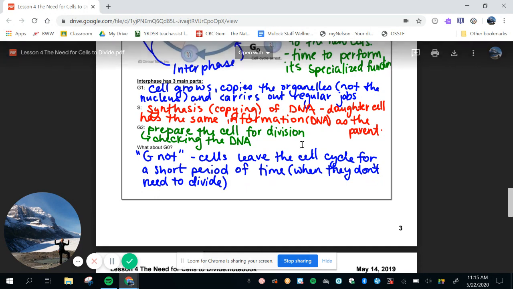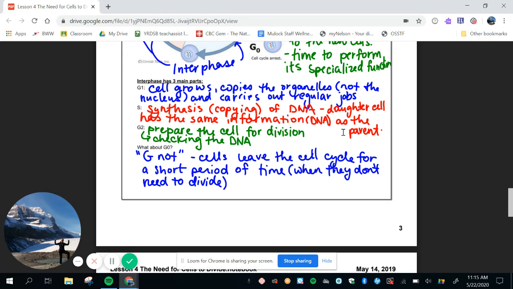G2, it's preparing for cell division, and the main thing it's doing there is checking the DNA. We're going to talk about a little later, if the DNA is not perfect, the cell does not want to divide. It doesn't want to risk having mistakes. And I'll just backtrack for a quick second. The daughter cell should have the exact same information as the parent cell or the original cell.